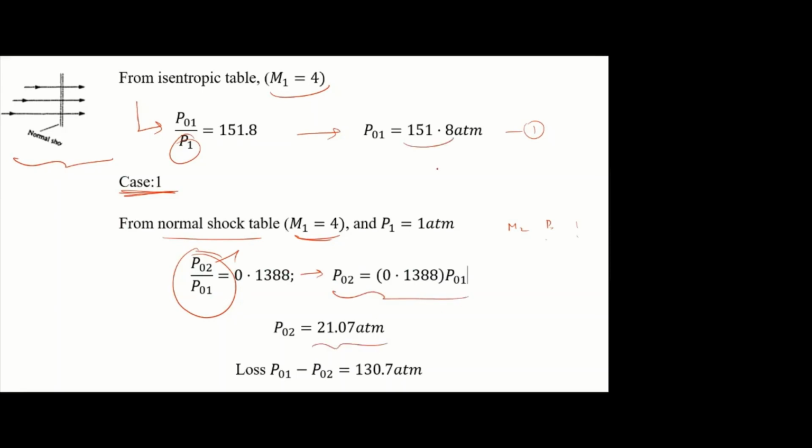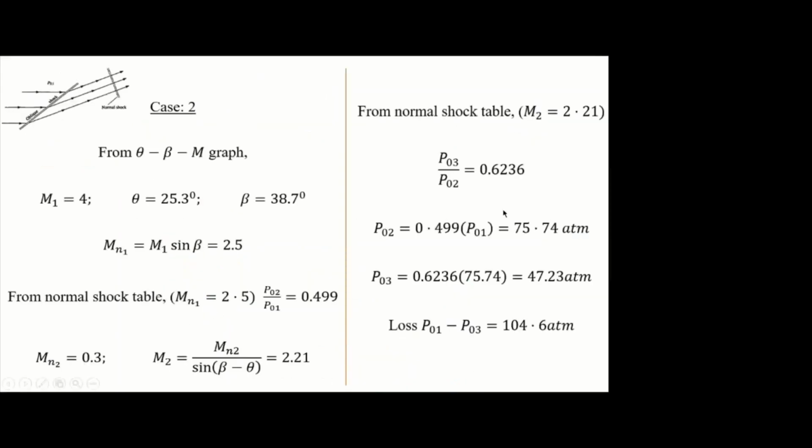So P01 is 151, P02 is 21. Then this is the loss, 130.7 atm. Is it clear? It's very simple, like 2 marks. Simply, we are using the gas table and finding the ratio. From that, we are finding P02. So this is the first value of pressure loss across the normal shock. Then go to the second case.